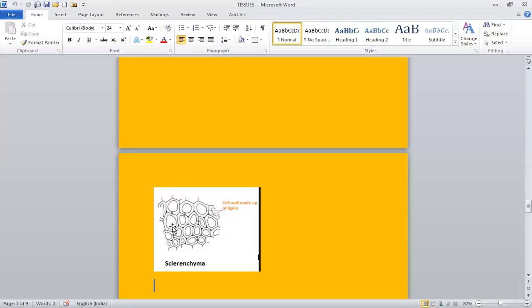This tissue enables the plants to withstand external pressure also, and the sclerenchymatous fibers form flax, jute and hemp, which are used for making ropes and textiles. So we can say its basic function is to provide mechanical support and strength to the plant. This is all about sclerenchyma. In the next class, we'll study complex permanent tissue, xylem and phloem.